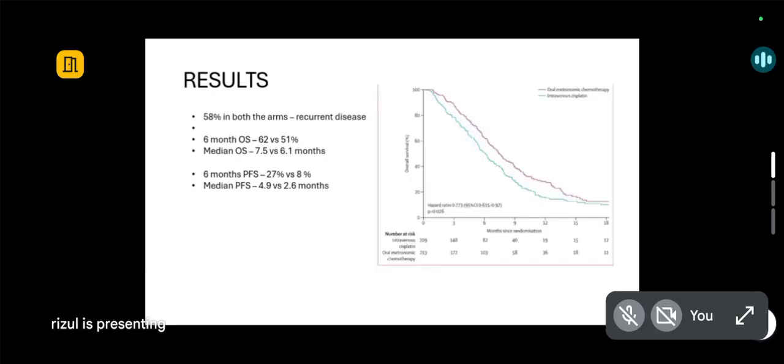So the results clearly show that metronomic therapy has a better 6-month overall survival rate, as well as a much better progression-free survival rate, if we use oral metronomic chemotherapy versus the use of chemotherapy alone.